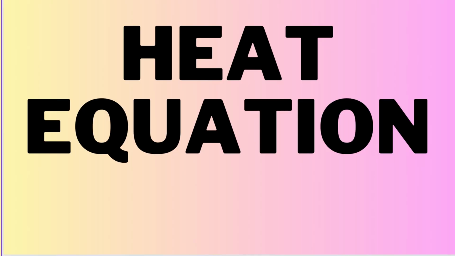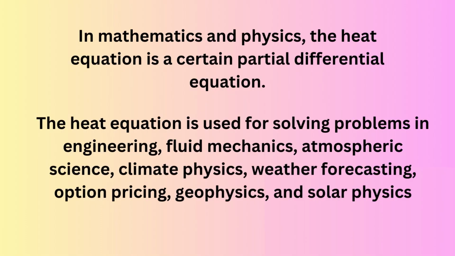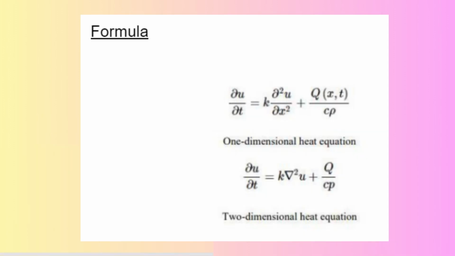Next is the heat equation. In mathematics and physics, the heat equation is a certain partial differential equation. The heat equation is used for solving problems in engineering, fluid mechanics, atmospheric science, climate physics, weather forecasting, option pricing, geophysics, and solar physics. This is the formula for the heat equation. There are the one-dimensional heat equation and the two-dimensional heat equation.